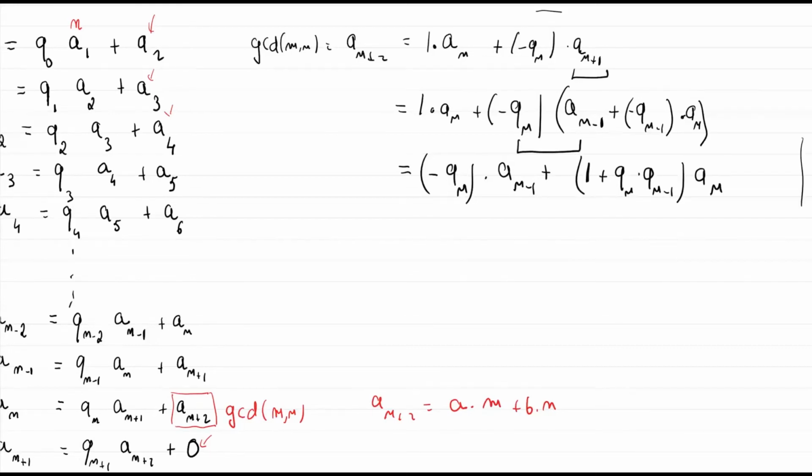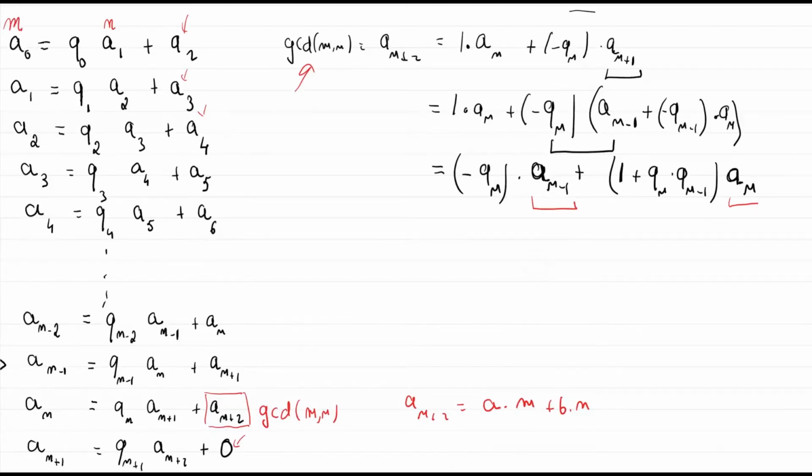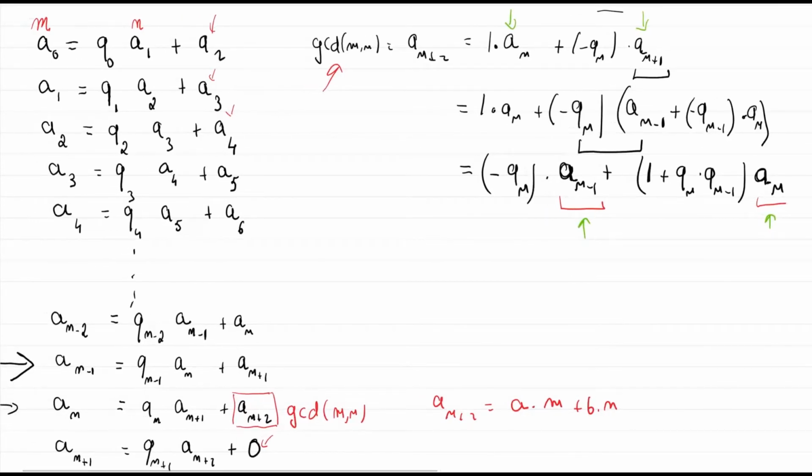a_n. So until now I have that my greatest common divisor is something times a_{n-1} plus some other integers times a_n. But I don't want that. I wanted something times a_0 plus some other thing times a_1. Now I look at the equation just above and I get rid of the a_n. The a_n, I replace it with a_{n-2} minus q_{n-2} a_{n-1}.